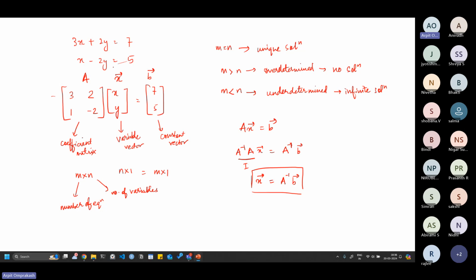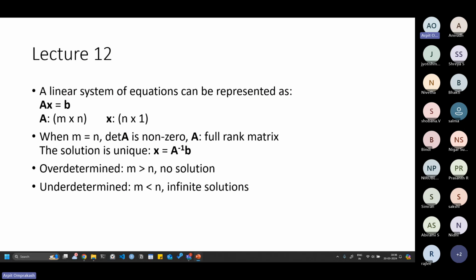from our equations. Okay. So our A matrix, the coefficient matrix, will be an M cross N matrix, where M is the number of equations and N is the number of variables. Right. When M equals N and the determinant is non-zero, we have a full rank matrix. Then we have a unique solution. So we can find x by x = A inverse times b.